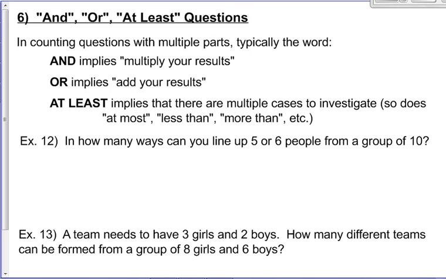So let's figure out this first one. In how many ways can you line up 5 or 6 people from a group of 10? Now it's starting to all come together here. It says line up. Does order matter? Yeah, order matters. So that means it's a permutation. Yay!